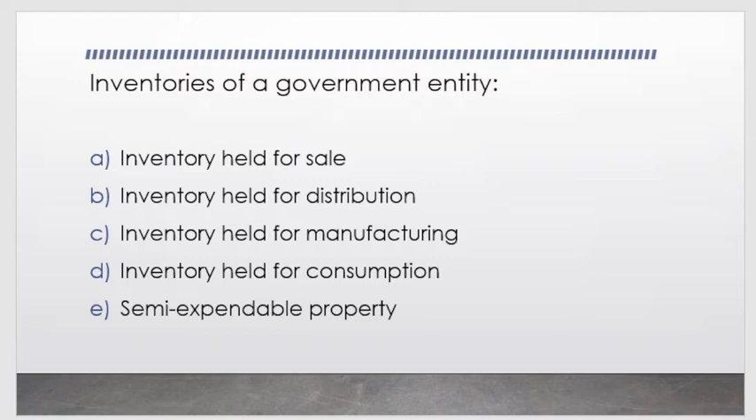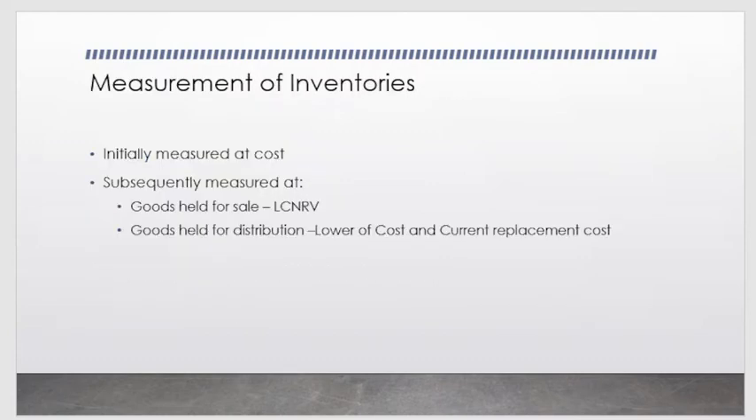Kaya nga, yung iba, ang ginagawa nila to avoid the accountability is that humahanap sila ng mga properties or equipment that are below 15,000 para ang recognition is a semi-expendable property. Okay, I think much for that. How do we measure now the inventories?